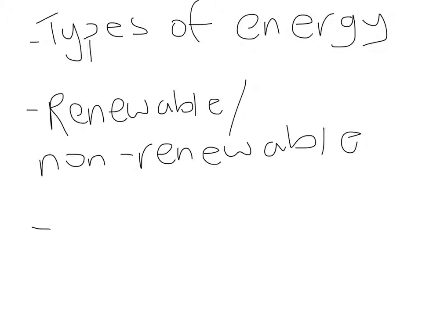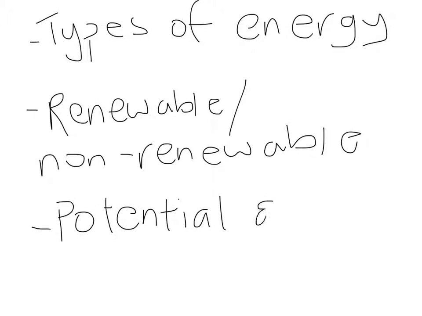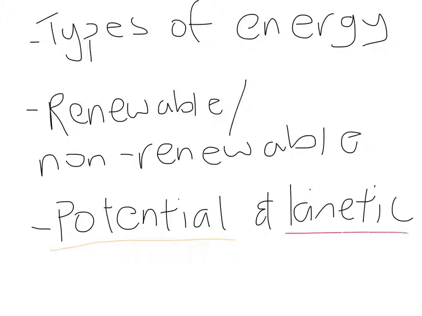And lastly, you need to know the definitions of potential energy and kinetic energy. So remember, potential energy is any energy that is stored. It could be things that are held high up, or it could be things like chemical energy in the battery that is being stored but is not being used yet. And kinetic energy is anything that is moving. If something is moving, it has kinetic energy.